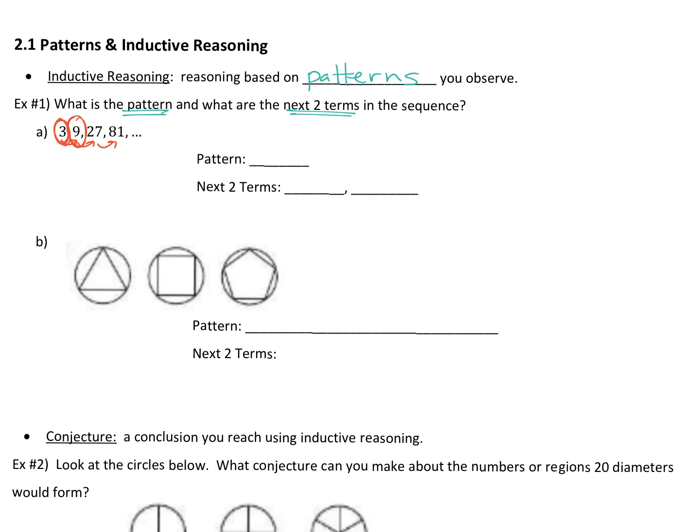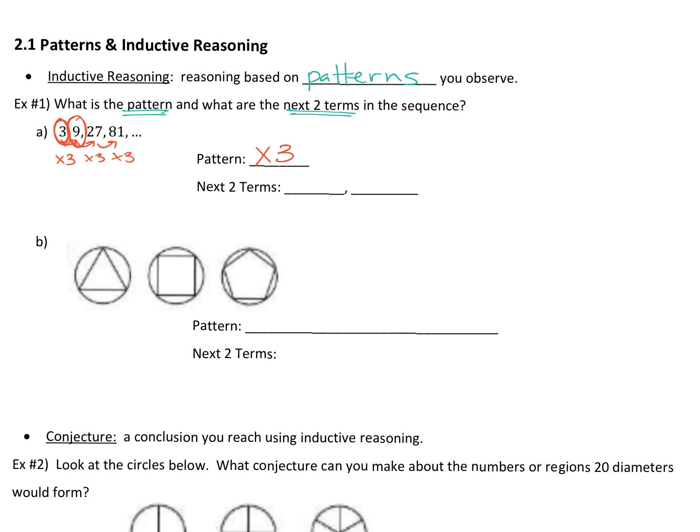But take the next term and do something to the term in front of it, and that will help you figure out what it is you're multiplying by, dividing by, adding or subtracting. So in this case, we are multiplying by 3. Okay, so that's what I want for the pattern. You can just say times 3. So what are your next 2 terms?